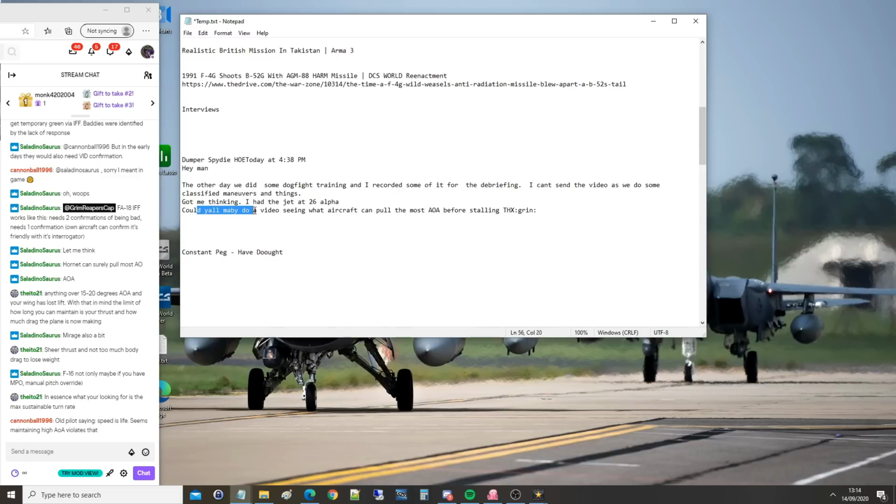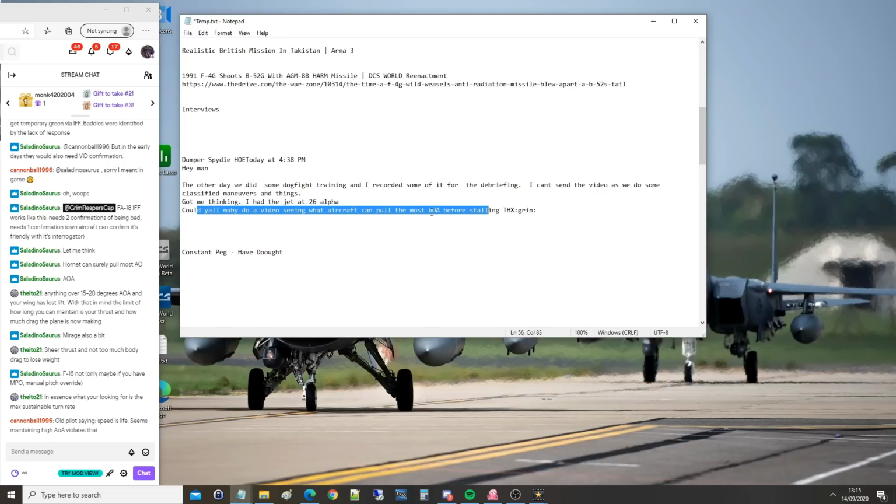Could y'all maybe do a video seeing which aircraft can pull the most angle of attack before stalling? There's lots to talk about here, about what it means, why it matters, how we measure it. So, what are we trying to measure? Angle of attack. You all know what angle of attack is. If you don't, just Google it or search Grim Reaper's angle of attack and we've got a video on it. It's incredibly important in any fighter jet or in any aircraft. One of the most important things to get your head around.